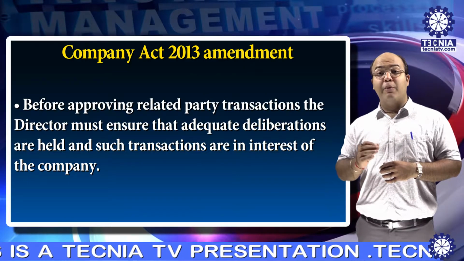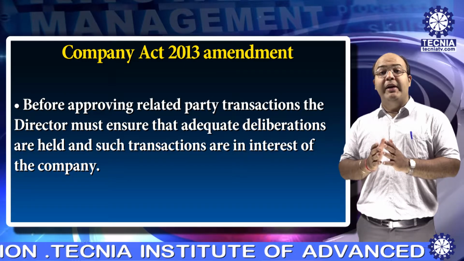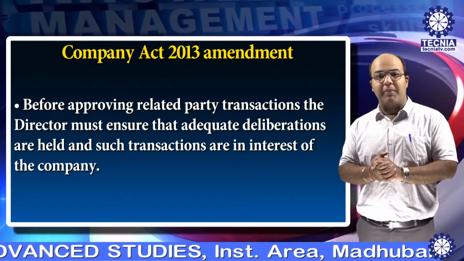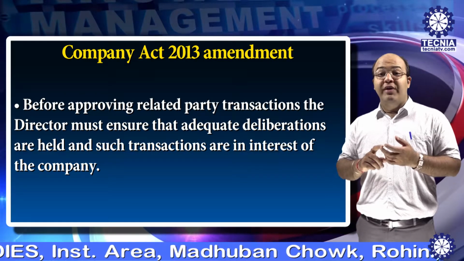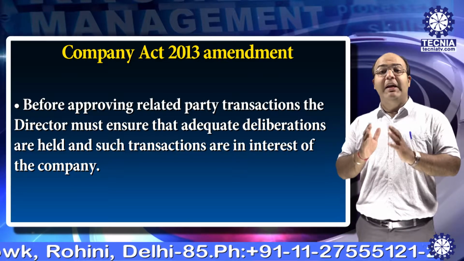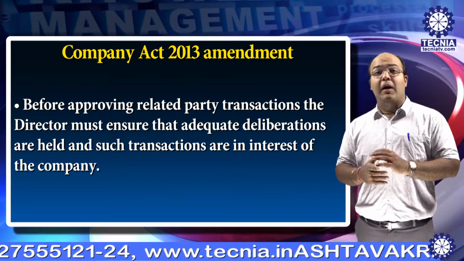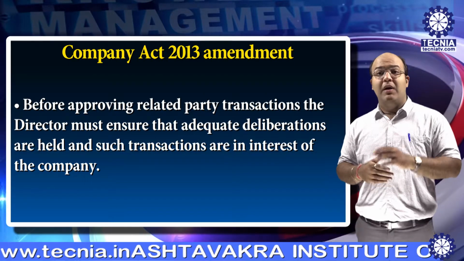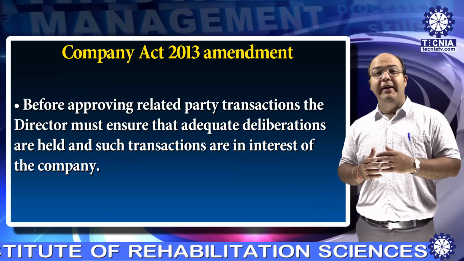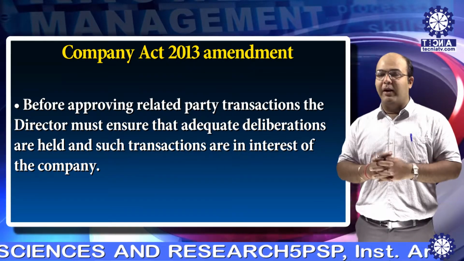Next, before approving related party transactions, the director must ensure that adequate deliberation is held and such transactions are in the interest of the company. Next, to ensure the vigil mechanism of the company and that the users are not prejudicially affected on account of such use. Confidentiality of sensitive proprietary information, commercial secrets, technologies and unpublished price sensitive information is to be maintained and should not be disclosed unless approved by the board or required by law.